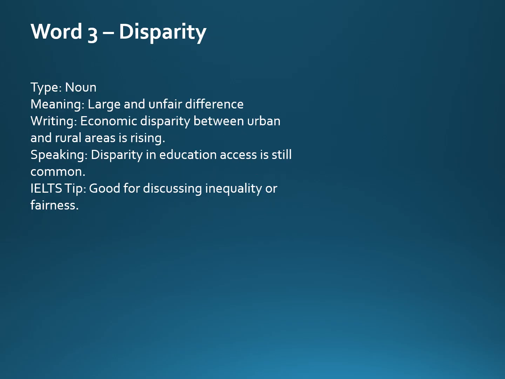Word 3, disparity. Next, we have disparity. It's a noun that refers to a big and often unfair difference between two things. In writing, the economic disparity between urban and rural areas has widened over the past decade. In speaking, there's still a big disparity in access to quality education in my country. This word works well in essays about inequality or social justice.